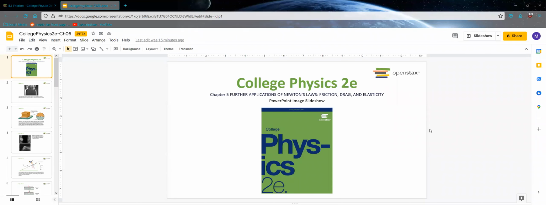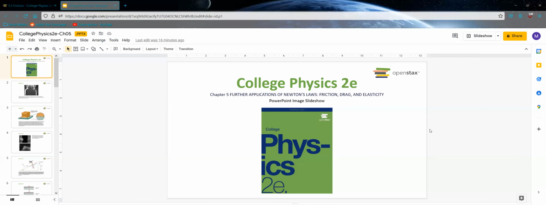So, welcome to Chapter 5 of College Physics Second Edition, the OpenStax text, for Aquinas University Physics without calculus. Today, we'll be going over further applications of Newton's laws. These are friction, drag, and elasticity. They are short equations that go into the Newton's three laws of motion problems and your projectile motion problems to better describe real world questions, right?